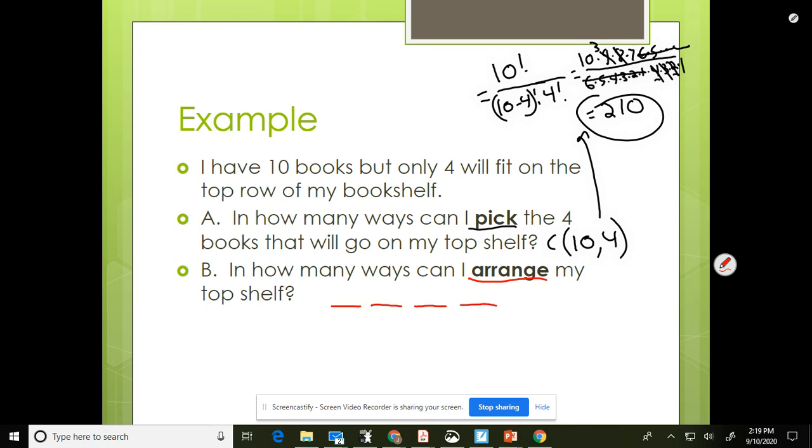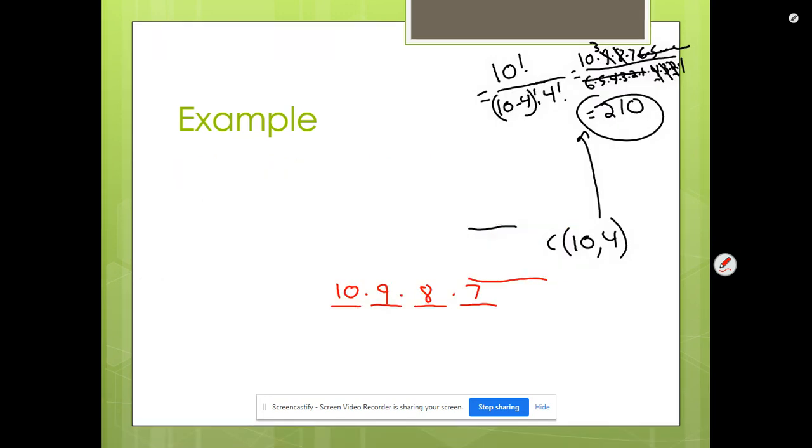I've got my 4 books. How many options do I have for my first book? 10. How many for my second one? 9. Then 8. And then 7. And then we multiply that out. Okay. Notice that's going to be quite a bit bigger than the 210. So again, very important the wording. Read very, very carefully.